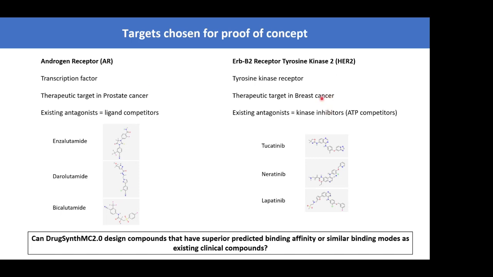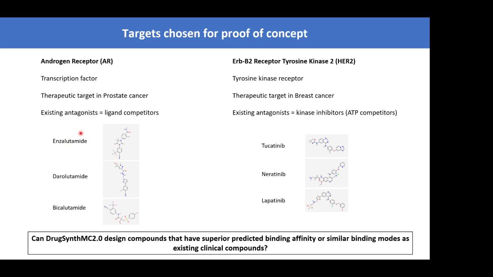But we made this choice also because the inhibitors for these targets are of different kinds, because AR is a transcription factor, while HER2 is a tyrosine kinase receptor. And therefore, the inhibitors are either ligand competitors in the case of AR, or kinase inhibitors in the case of HER2. So we were able here to try to predict molecules that had different types of properties.